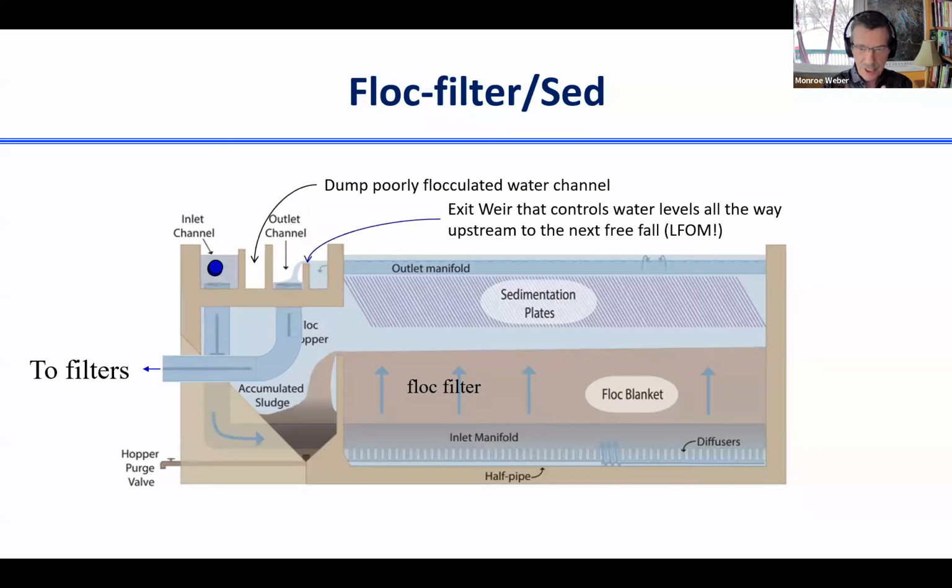And that inlet channel flows across these pipes, and so the water can enter those pipes and go down into the inlet manifold, which is in the bottom of the sedimentation tank, go through some diffusers, up through the floc filter, up through the plate settlers, and out the outlet manifold and over to the filters. Okay? Any questions about the path of water through this unit, this floc filter sed?